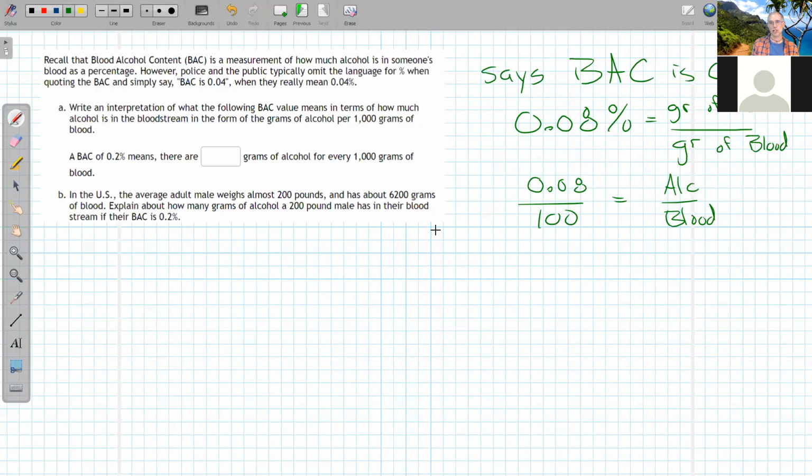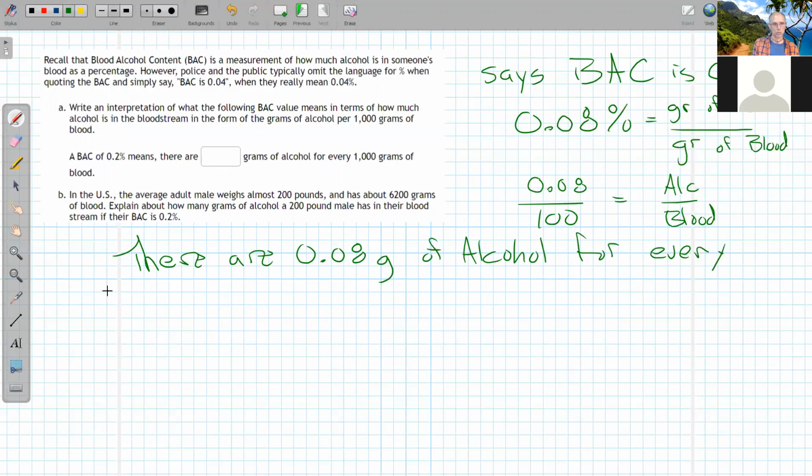So this first fraction says there are 0.08 grams of alcohol for every 100 grams of blood. Why 100 grams of blood? Because that's what's in the denominator here. The first question says, well, what about out of 1,000 grams of blood? So all I have to do is change this fraction to be out of 1,000. So this is just my first read. We could call this part 0.